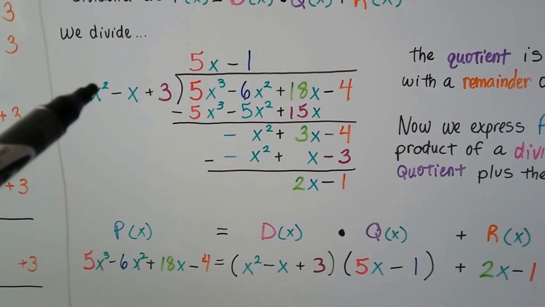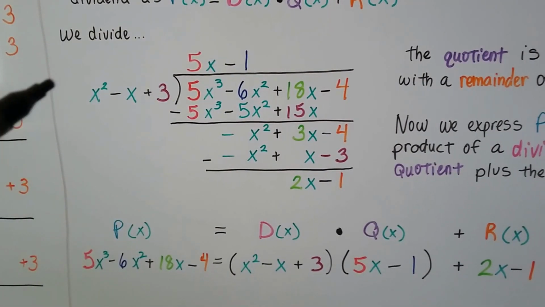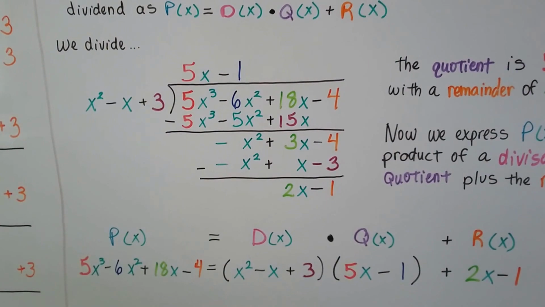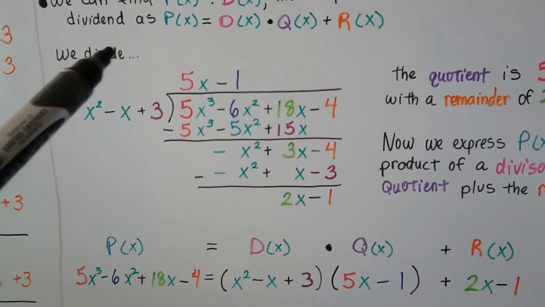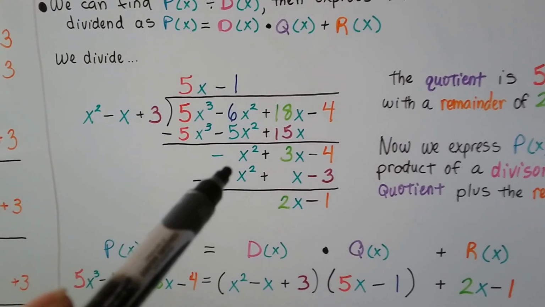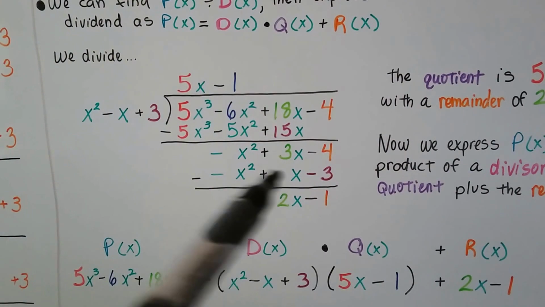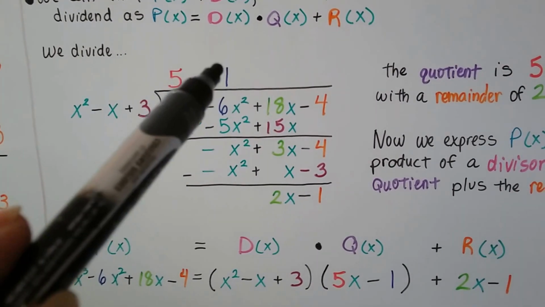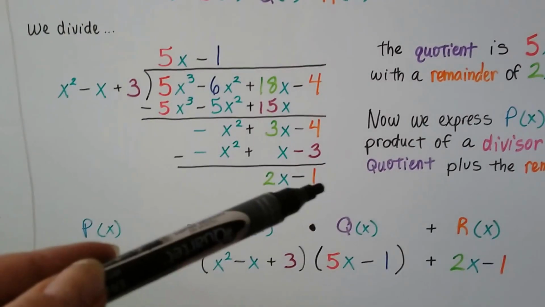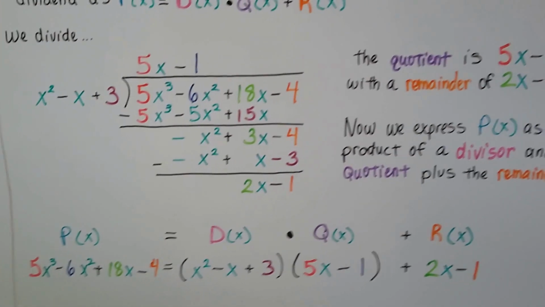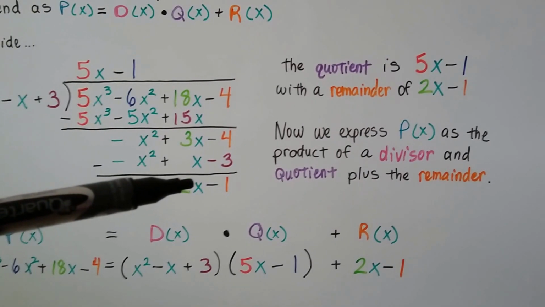We ask ourselves how many times x squared can go into a negative x squared, or you can say it as x squared times what gives us a negative x squared? Well, negative 1. We multiply negative 1 times that x squared and get a negative x squared. We multiply negative x times the negative 1 and get a positive x. We multiply the 3 times the negative 1 and get a negative 3. We do our subtraction and get a 2x minus 1 as our remainder. And the quotient is 5x minus 1 with a remainder of 2x minus 1.